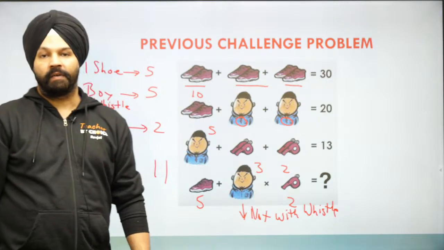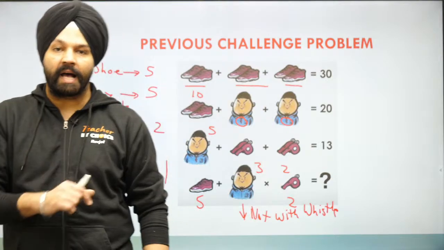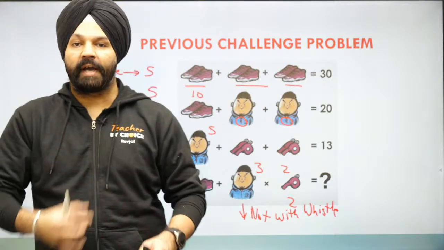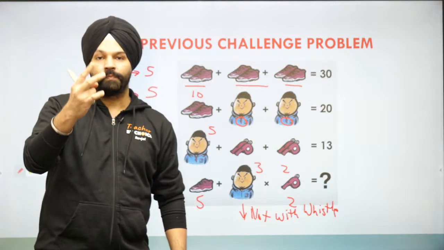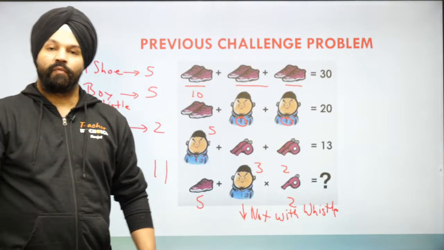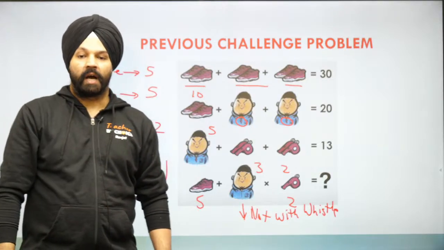I repeat once again, the answer to the question will be 11, because in the last row, the image of the boy was not having a whistle on his neck and the value of the whistle was 2. So we need to subtract 2 from 5 so that the net result is 3. I hope that is clear to all.